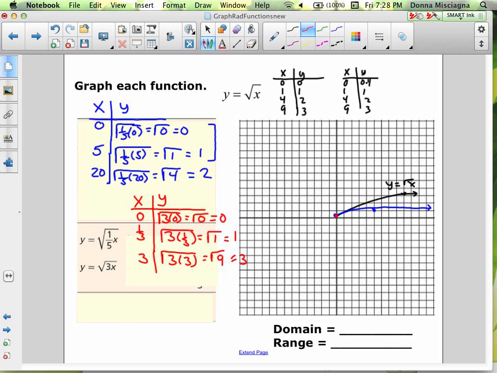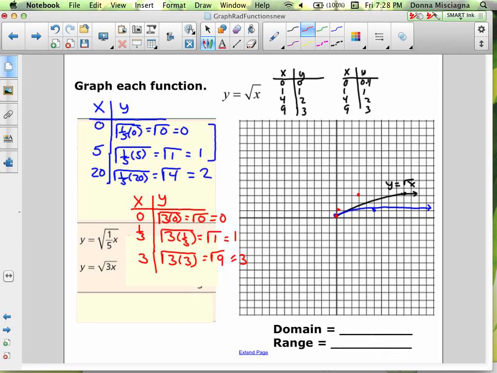So we have 0, 0. I'm trying to think if there's any other nice points. Not really that are going to fit here. And trying to think if there's anything else. Well, let's see if it comes to me while I'm graphing this. All right, so 0, 0, 1/3, 1, and 3, 3. It would be nice to have another point.